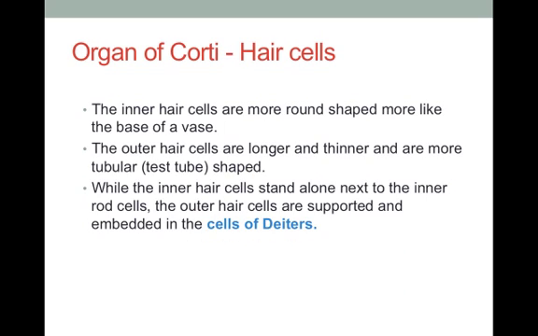So the inner hair cells are round shaped, while the outer hair cells are longer and thinner and more like test tube shaped. The inner hair cells stand alone, while the outer hair cells, if you were to look at that figure again, you'd see that they're embedded within one of the supporting cells that we call the cells of Deiters.